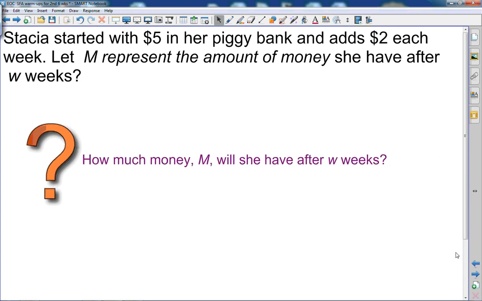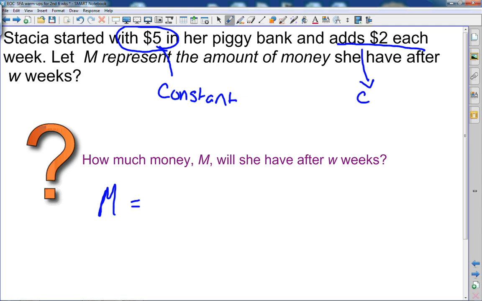Okay, there's the next one. Why don't you pause the video and see if you can come up with the equation. Stacia started with $5 in her piggy bank and adds $2 each week. Let M represent the total amount of money she has after W weeks. Okay, so the amount of money she has equals, she starts with $5. That is a one-time amount. That's your constant. The thing that she keeps adding each time, that's your coefficient. So I'm going to have $2 for each week plus the $5 she started with. There's your equation.